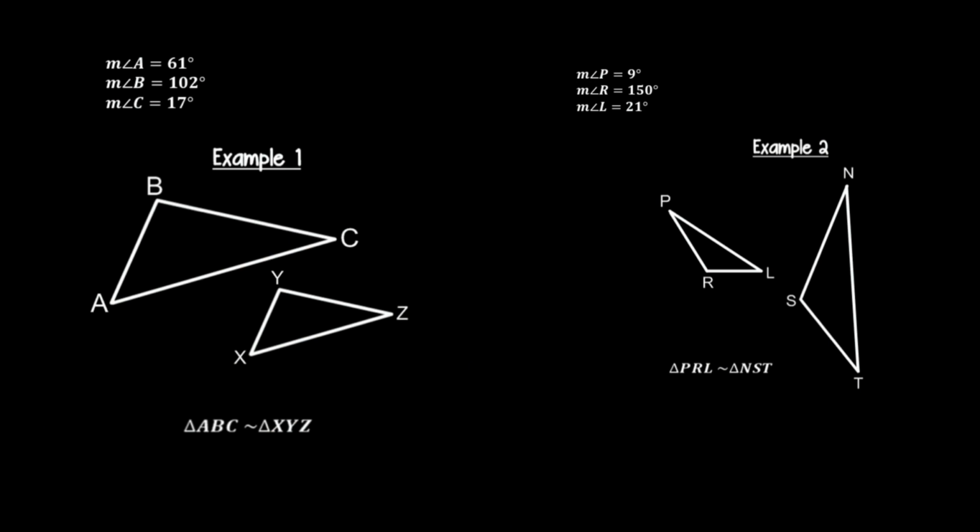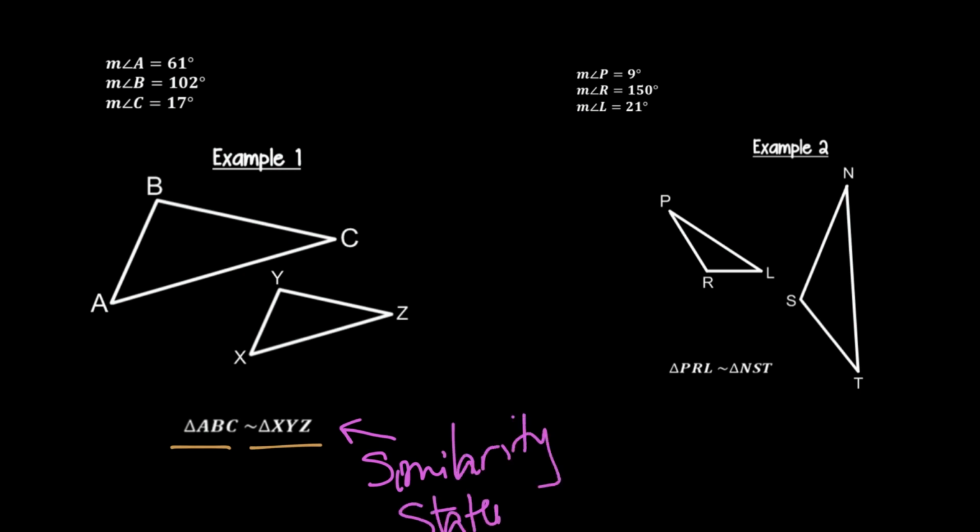This first example, they tell us that triangle ABC is similar to triangle XYZ. We call this a similarity statement. So it's any time we are declaring which specific parts are similar to one another. We are given that the measure of angle A is 61 degrees, the measure of angle B is 102, and the measure of angle C is 17. Combining these two pieces of information, we can solve for the three missing angles in triangle XYZ.